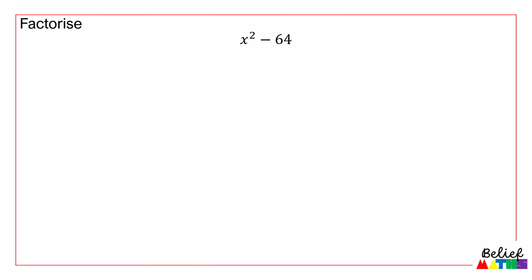Now this question, because we've got an x squared term, and then we've got this number. Particularly, this number is a square number. 64 is 8 squared. This is what we call the difference of squares. Remember, difference means subtract. So it's something squared minus something squared, and then we can do this.